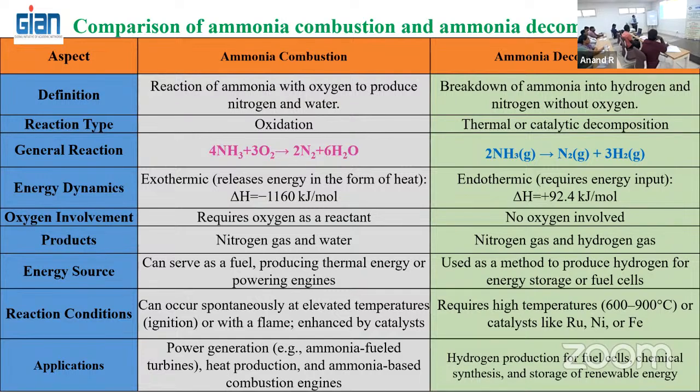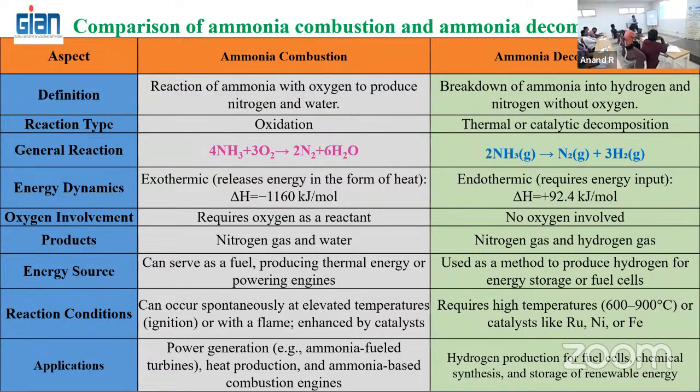In combustion, the energy source can serve as a fuel, producing thermal energy or powering engines. Decomposition is used as a method to produce hydrogen for energy storage and fuel cells. Combustion reaction conditions can occur spontaneously at elevated temperatures or with a flame enhanced by a catalyst, and it produces high temperature. So the claim that the products are only nitrogen and water is not so, as oxides of nitrogen may also be present. For decomposition, the reaction conditions require high temperature, 600 to 900 degrees centigrade, or catalysts like lithium, nickel and iron can be brought in to bring down the temperature slightly lower.